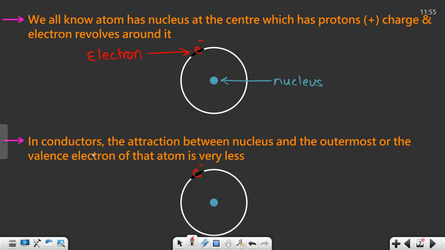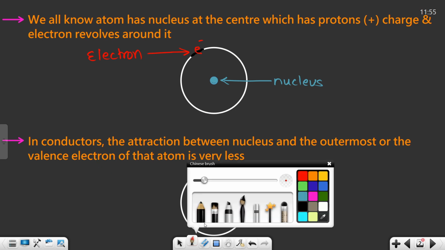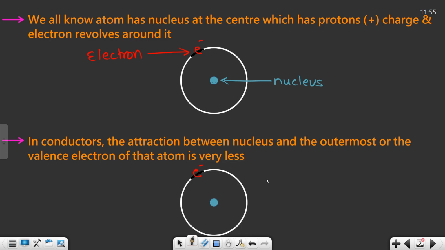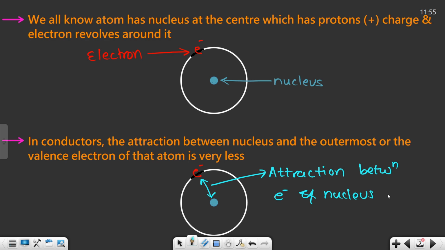Great. In case of conductors, the attraction between the nucleus and the outermost or the valence electron of that atom is very, very less. What does that mean? That means, you see this particular attraction, the attraction between the electrons and the nucleus. So this attraction between electrons and nucleus is very less.